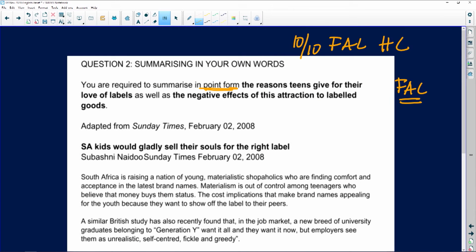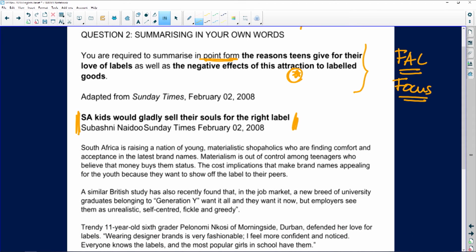Okay, right. You are required to summarize in point form the reasons teens give for the love of labels and the negative effects. So please notice you will be given a direct focus for your summary. Make sure you look at the focus. In other words, not just at the headline. You're not summarizing this. You're summarizing what you're told to summarize. And I would recommend that you number it on your page.